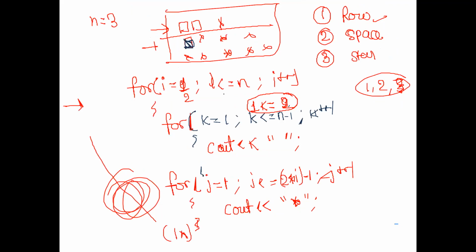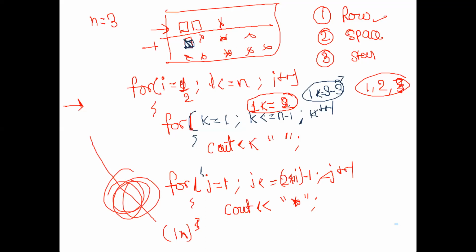In the third row, your space condition will be n minus I. N is what? 3. I value is what? Third row means 3. So 3 minus 3. So 1 less than or equal to 3 you will check. Hmm, when you check, the condition will be false. And when the condition is false, you won't print any space. That is why for the third row, no space is getting printed.